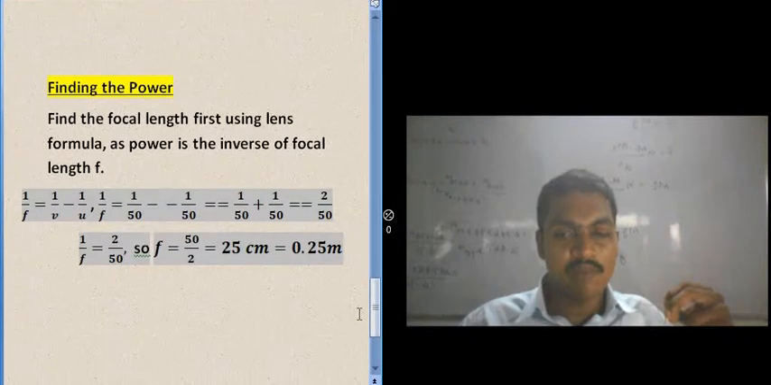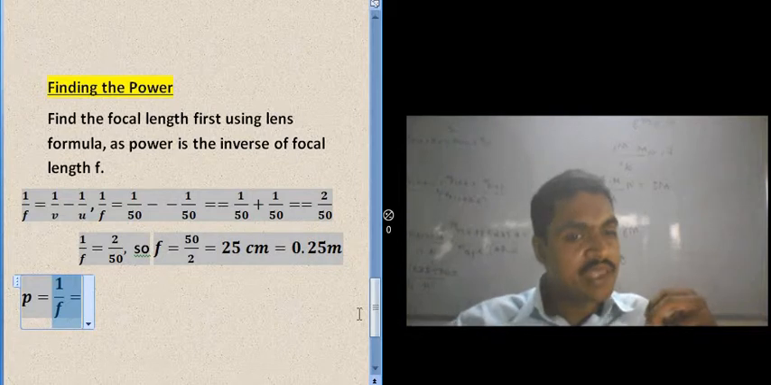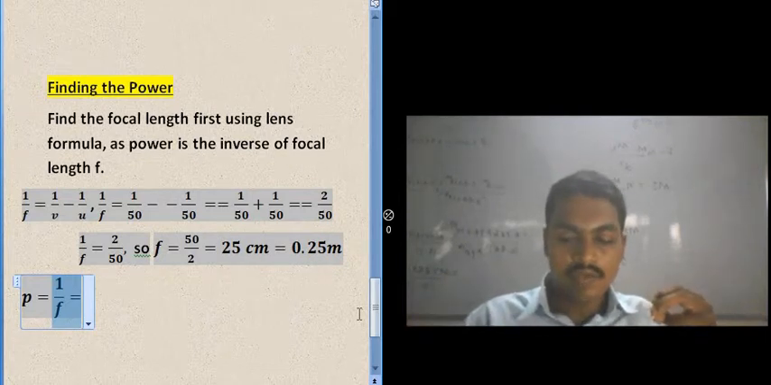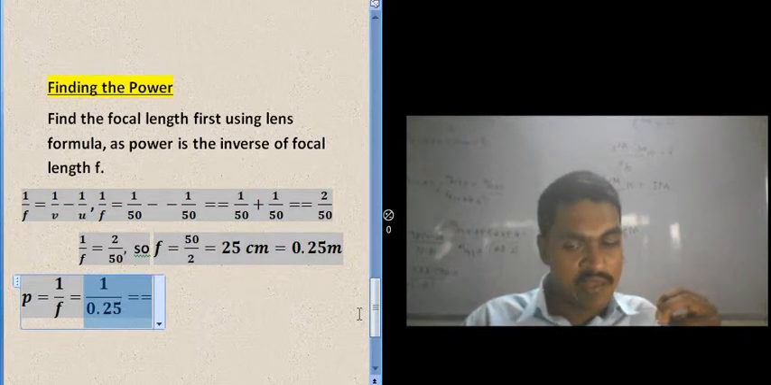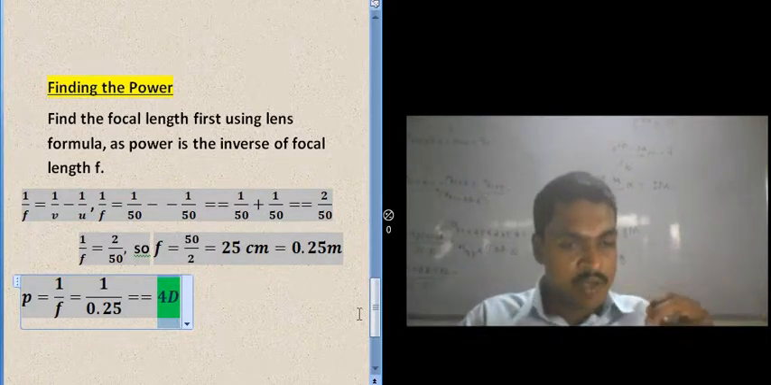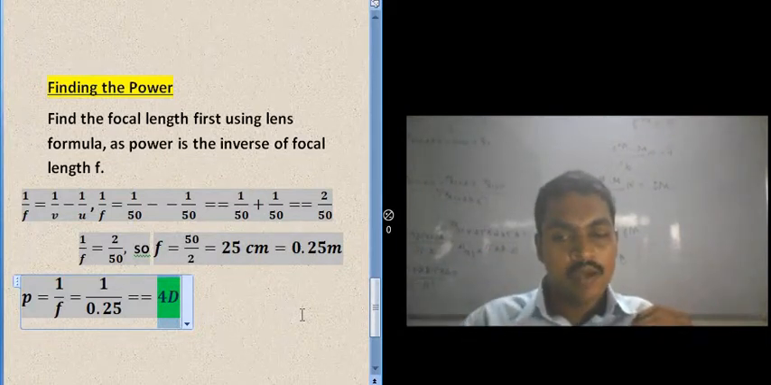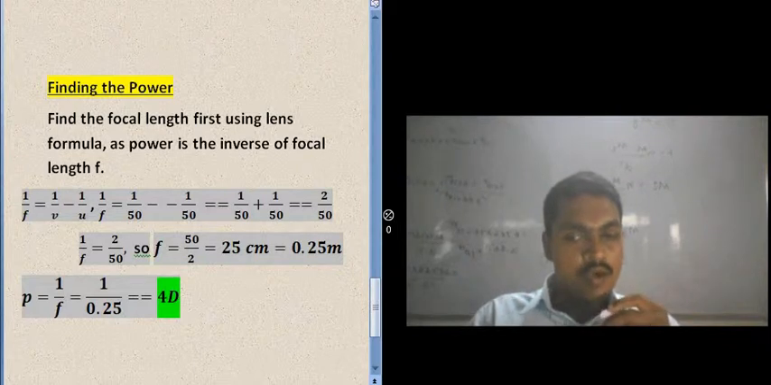Next we can find out the power, because power P equals 1 over f, because power is the inverse of focal length. So P equals 1 divided by 0.25, and that is equal to 4, because when you divide 1 by 0.25 you get 4. Now you got to understand that the unit of power is diopter. So your power is 4 diopter or 4D. So with that we have answered all parts of our question.